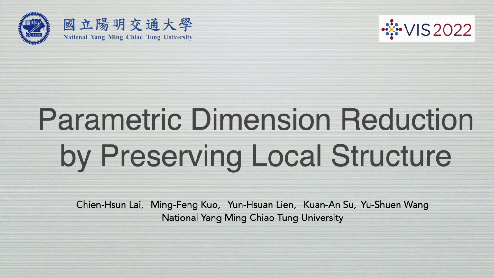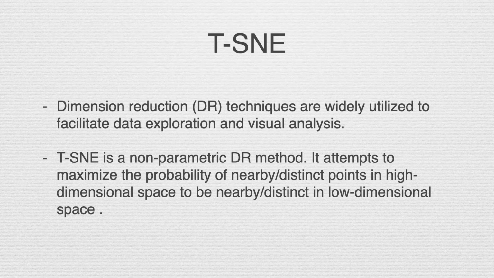I'll present our work, Parametric Dimension Reduction by Preserving Local Structure. Dimension reduction techniques are widely utilized to facilitate data exploration and visual analysis. The goal is to project high-dimensional data to low-dimensional embedding, while retaining either global or local data structures. The most famous dimension reduction method is t-SNE.